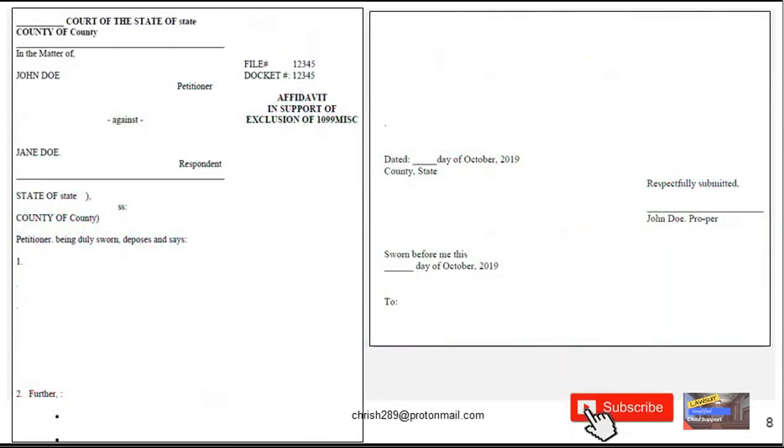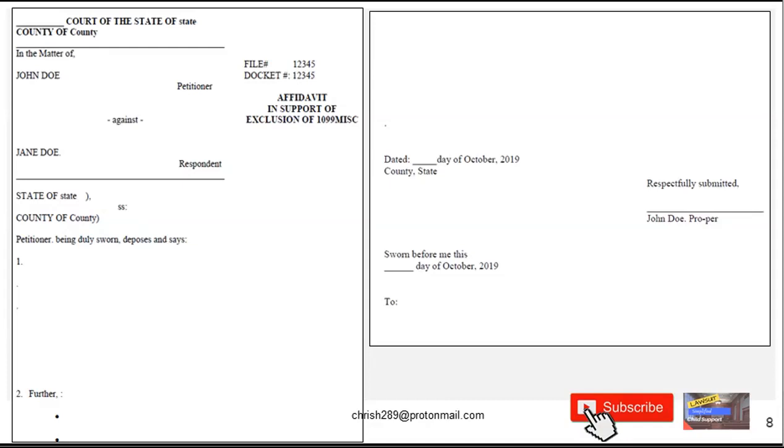So let's get into the template. Now, this is a template that we designed. It's similar to almost most templates across the country, and it has the basics in there, such as at the top, the court and the state that you're in and the county. That's important.